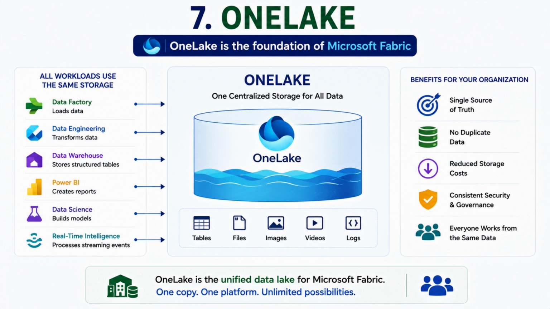Data Factory loads data. Data engineering transforms data. Data warehouse stores structured tables. Power BI creates the reports and data science builds models on that data. Real-time intelligence processes the streaming events, but all of them use the same storage platform. So this eliminates duplication of data, reduces the storage cost, and ensures everyone works from a single source of truth. So putting everything together, let's review the complete flow using our online shopping company example.